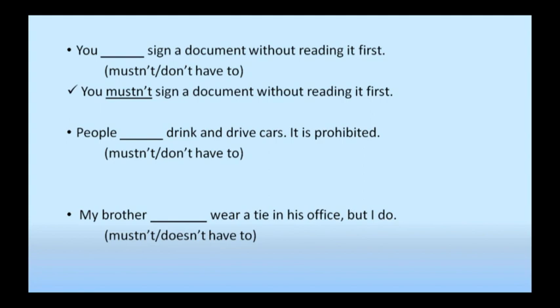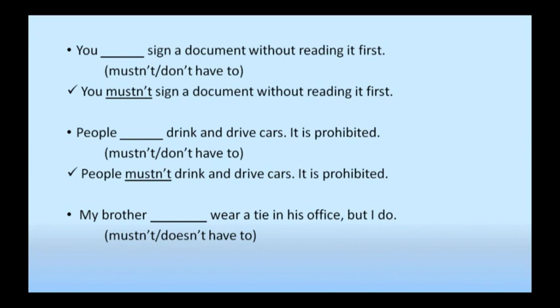People drink and drive cars. It is prohibited. We have two modals, mustn't and don't have to. Which one is correct? What do you think? The correct form is mustn't. People mustn't drink and drive cars. It is prohibited.